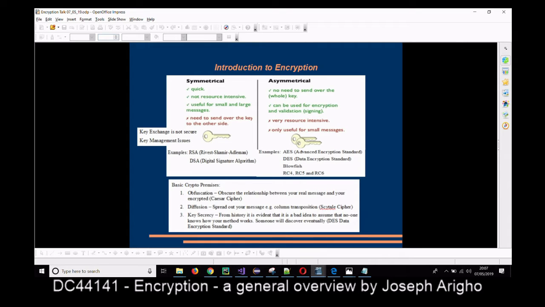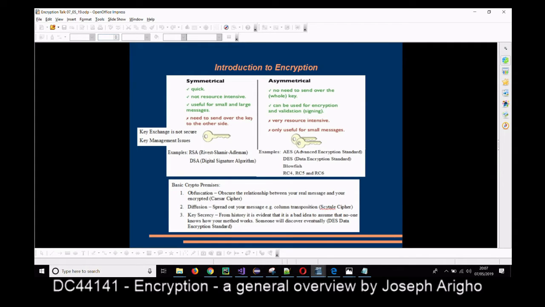You can see there's a large number of examples of both. I mean, you've got, for God's sake, they're on the wrong side, I've just realised. Actually, AES, DES, Blowfish, and RC4, RC5, and RC6 are symmetrical, and RSA, DSA are asymmetrical. They're the wrong way around. Do apologise for that, folks. So yeah, they're both used quite a lot.